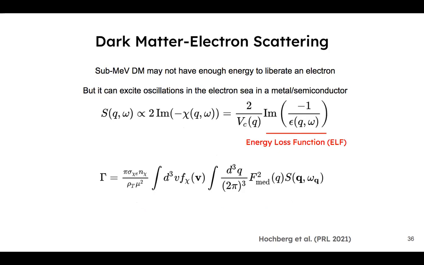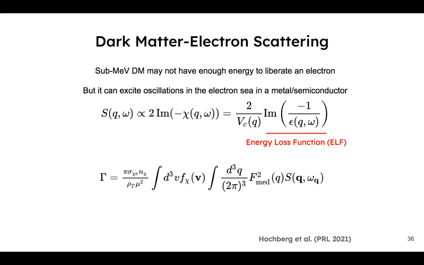So coming back to the same quantity, the dynamic structure function is related to the linear response, which is again related to the inverse of the imaginary part of the dielectric function, typically called the energy loss function. And this function then goes into your dark matter scattering rate, and you can calculate how many scatterings you can expect. So the only thing to do is to compute this dielectric function.